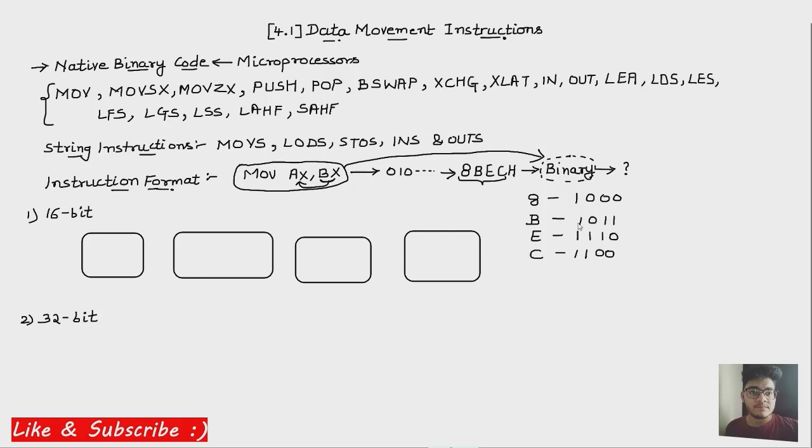So this is the instruction which is stored inside the memory, and this is the instruction that the microprocessor will have to process or execute, right? So let's write this whole instruction here. You can see 8 is 1000, and then B is 1011, then E is 1110, and C is 1100. So you can see that it is a 16-bit instruction, right? This whole thing is a 16-bit instruction. I'm just going to make a rectangle around this for simplicity.